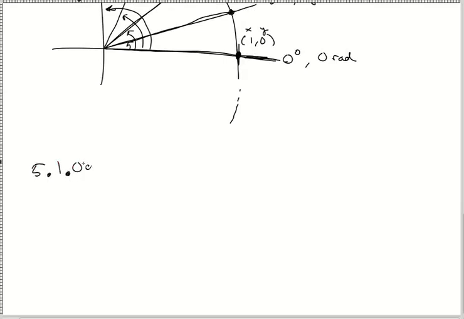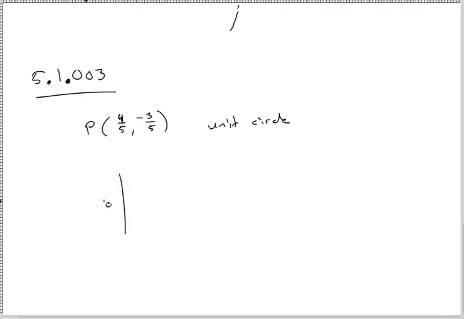So, 51003. They give me a point P, 4/5, -3/5, and they say that is on the unit circle. Okay. Well, let me map this for you, if that's okay. Where is this colliding? Well, this is 1, 1, 1, 1. That's my unit circle there. Okay. Radius of 1.